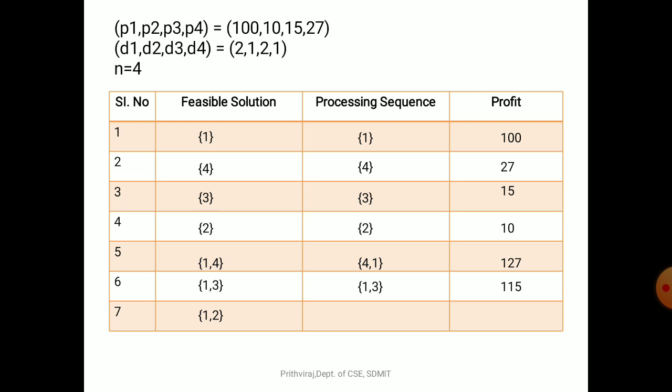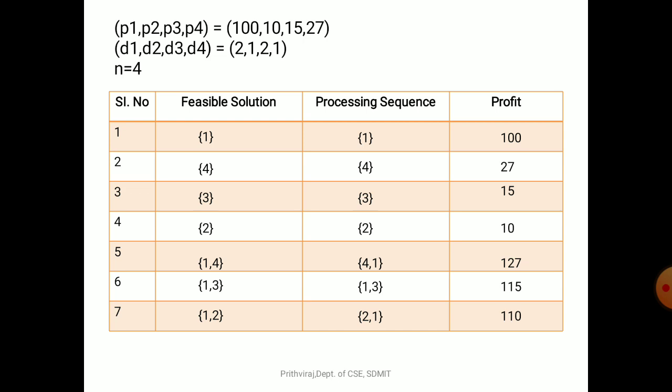One more, 1, 2. Now, which order do we have to follow? If I follow 1, 2, then I won't get a chance to complete the second job. So I have to follow 2, 1, because the second job I have to finish first, since its deadline is 2. Then only I can go with the first job. So for this, the profit I can get is 10 plus 100, that is 110.